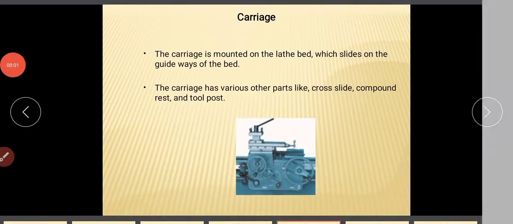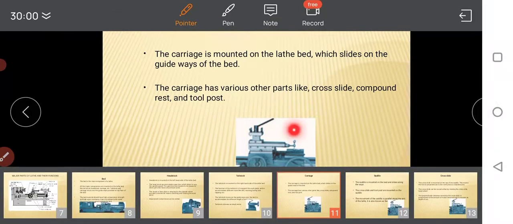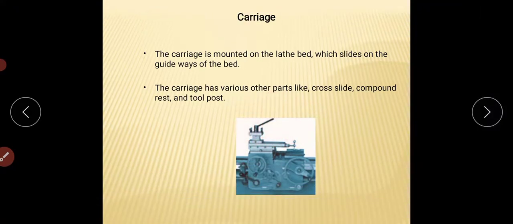The next part is carriage. Carriage is the most important part of lathe. It is mounted on the lathe bed and slides on the guideways. The carriage has various parts like cross slide, compound rest and tool post. This is cross slide, this is compound rest and this is tool post.